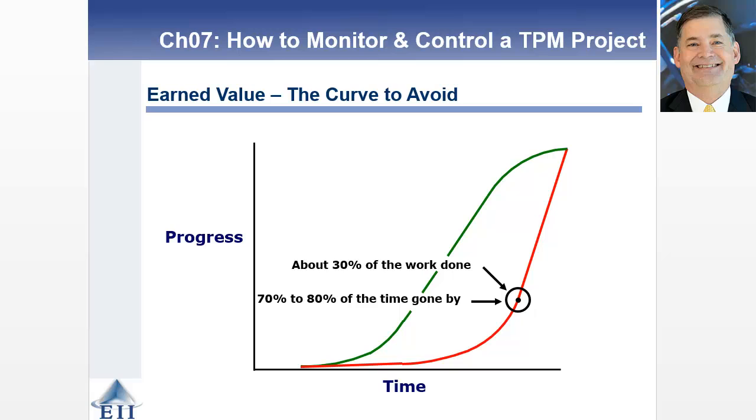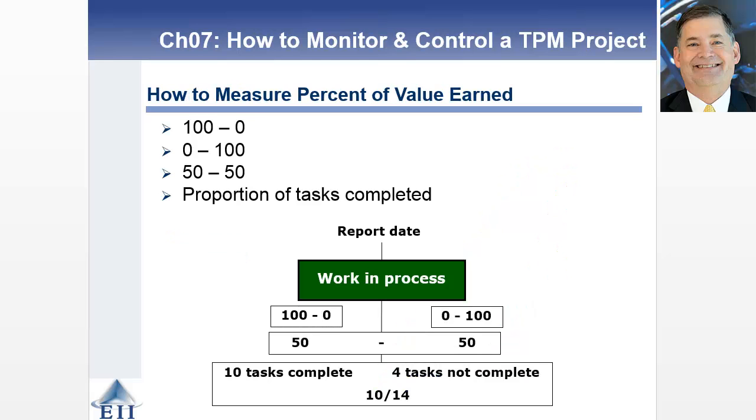And again, the highlighted point on this curve, that red curve, shows 70 to 80% of the time's gone by, but only about 30% of the work. So you've got 70% of the work to do in 20 to 30% of the time, not a position you want to be in. All right, let's continue to explore this.